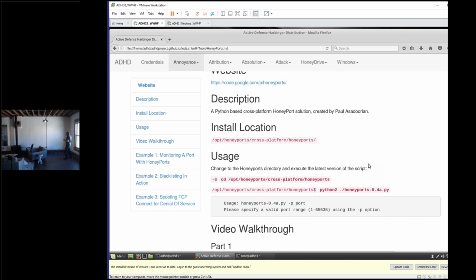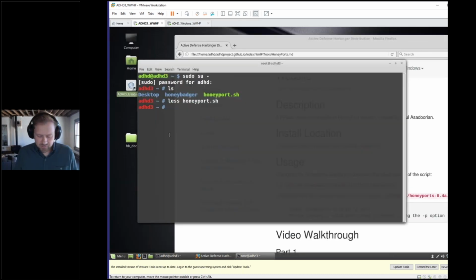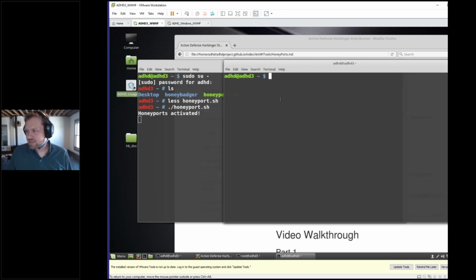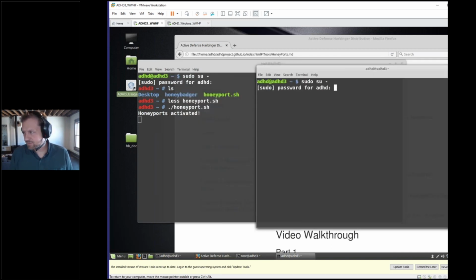Okay? It is only going to be established in the event of a fully established TCP/IP connection to that computer. So let me show you what that looks like. If I run honeyport.sh, honeyports is now activated. And then I'm able to run an nmap scan against that system. And I'm specifically going to use a SYN scan.